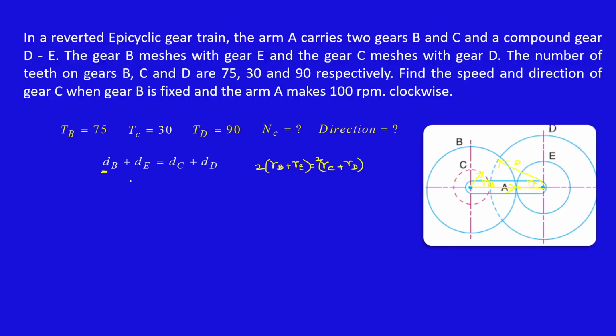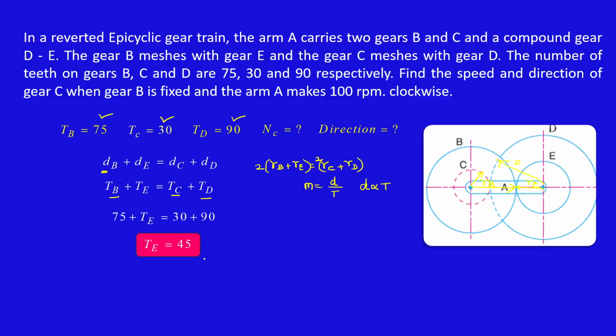Here D represents the diameter of the gear. We know that module M equals diameter divided by teeth, and the module is constant. From that, T is directly proportional to D. So I can replace this relation as TB plus TE equal to TC plus TD. TB 75, TC 30, TD 90. Replace these values, and now you will get TE equal to 45.